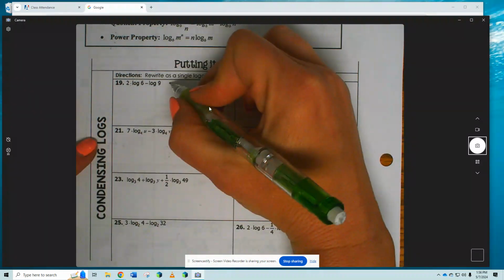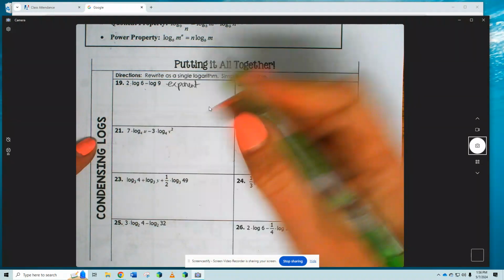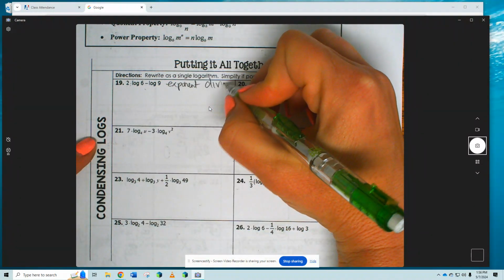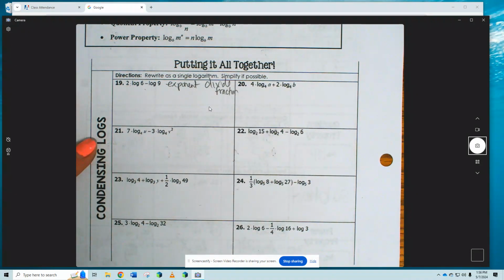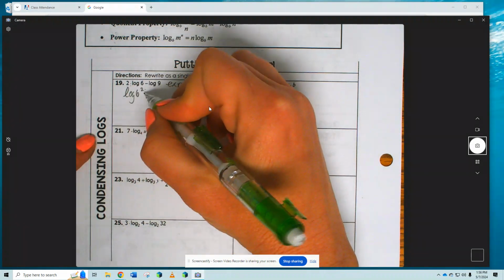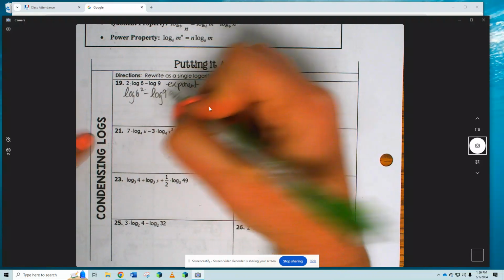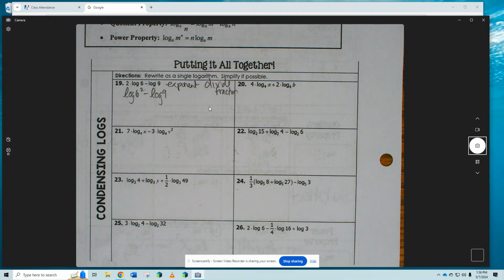I got an exponent because the 2's in front, and I have a subtraction, which means divide, a fraction, right? Okay. First, do the exponent. Log 6 squared minus log of 9. 6 squared becomes 36.